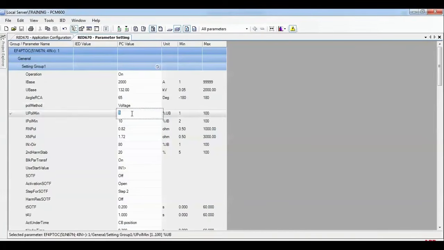This is the U polarizing. We give it 5% from the U base.